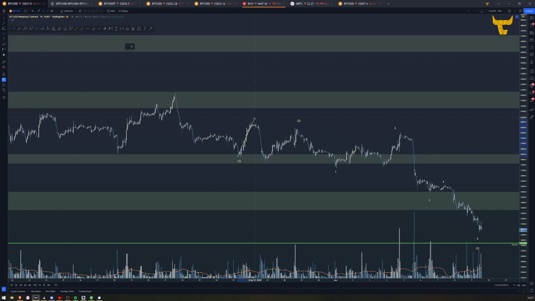And so if we are in a flat, we want to see an ABC in the middle. And here we don't have an ABC. Okay, we can fit whatever we want, but it looks more like an impulse, a sideways consolidation, and another impulse. So it looks more like a corrective move. We have a really big spike of volume coming into a squeeze.